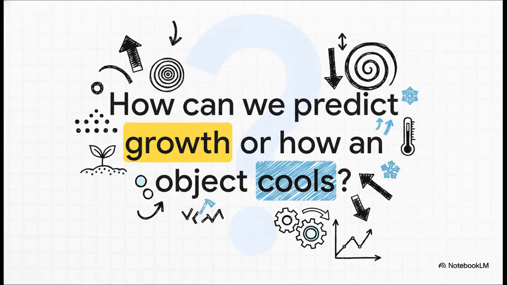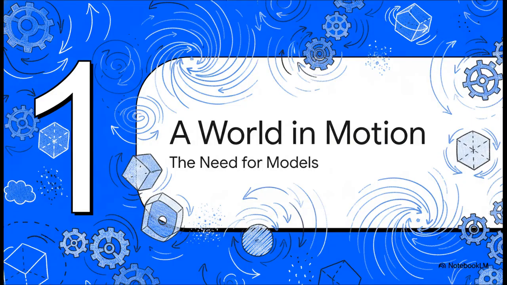I mean, think about it. How fast does a population actually grow? Or how long until your coffee is just lukewarm? These are all questions about change over time. And to answer them, we need more than just a good guess. We need a blueprint. And that's because we live in a world that is constantly in motion.